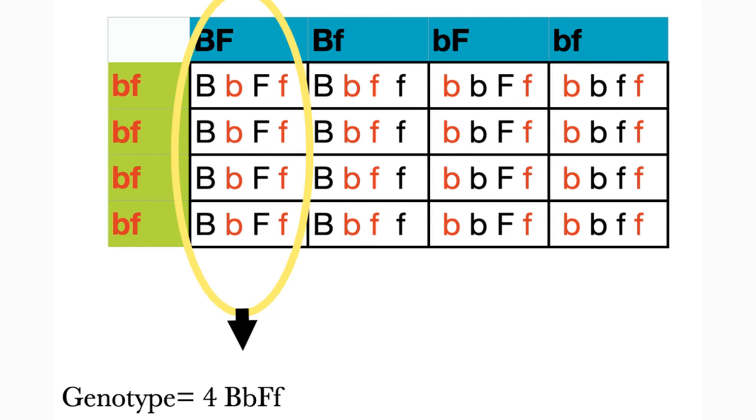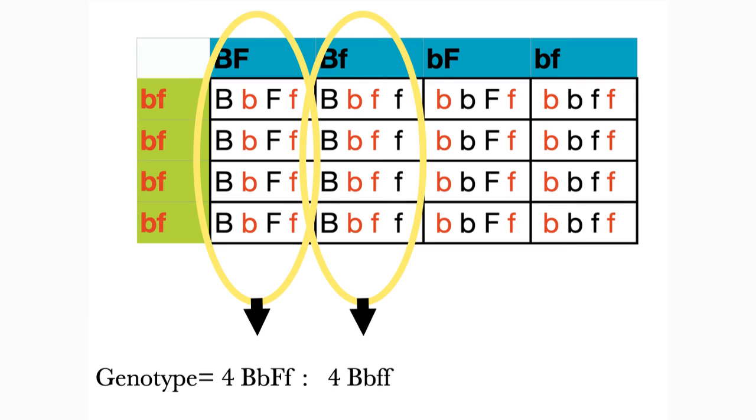Now that we have our Punnett square complete, let's pull out our genotypes. Here, we list the letter combinations that we see. The entire first column are all the same. So they are capital B, lowercase b, capital F, lowercase f, and there's 4 of them. Continuing on, second column is the same situation, only this time we have 4 capital B, lowercase b, lowercase f, lowercase f.